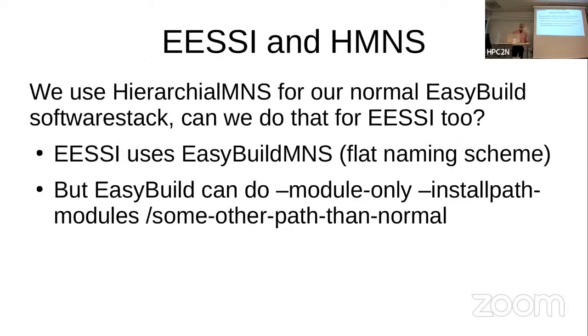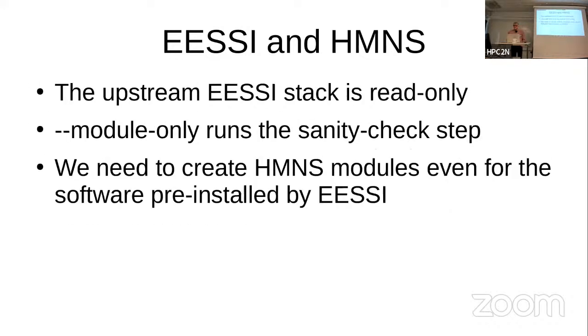But we like hierarchical module naming schemes, HMNS modules. Easy is flat. But since we can do module-only install path modules, this should work. Turned out to be not straight out of the box. But since the Easy stack is read-only and module-only runs the sanity check, there were 2 problems, I think. And we also need to, of course, recreate the HMNS modules for the already installed Easy stack.